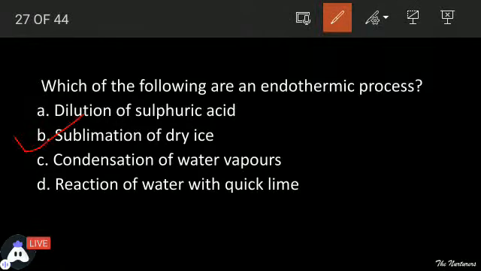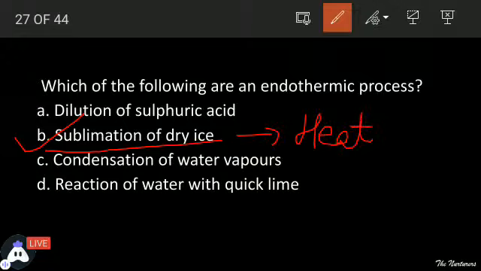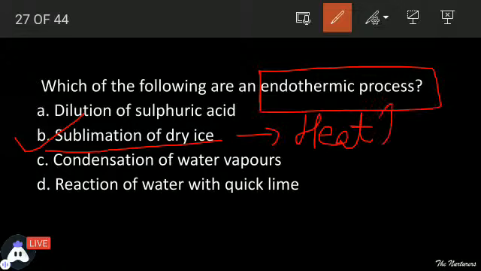Sublimation of dry ice is an example of endothermic process, because for sublimation we need to provide heat. And when we give heat for a reaction to occur or for a reaction to take place, such a reaction is termed as endothermic process.